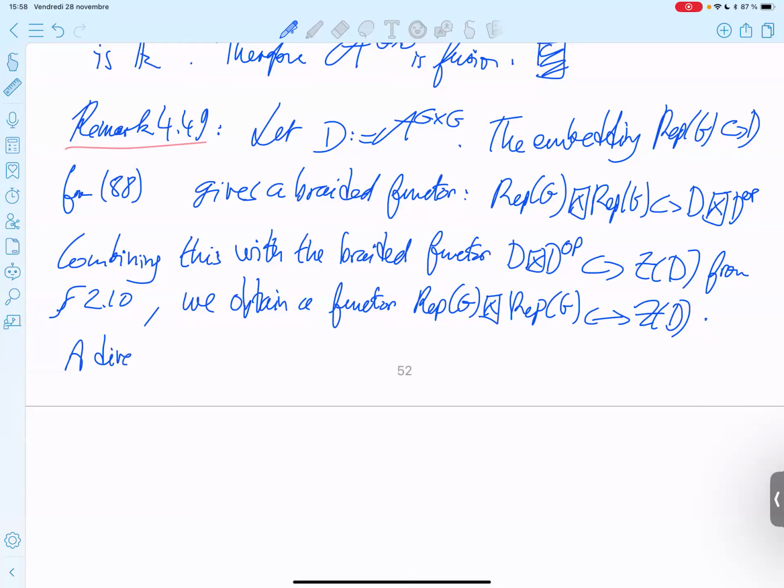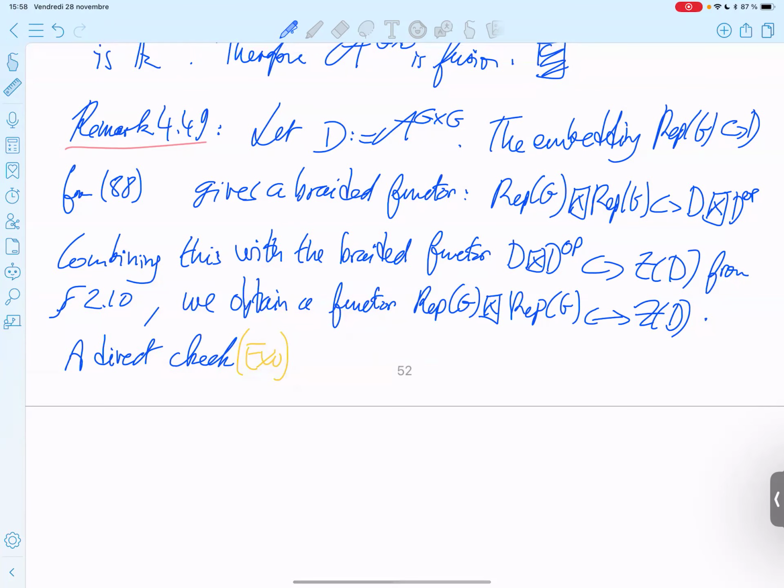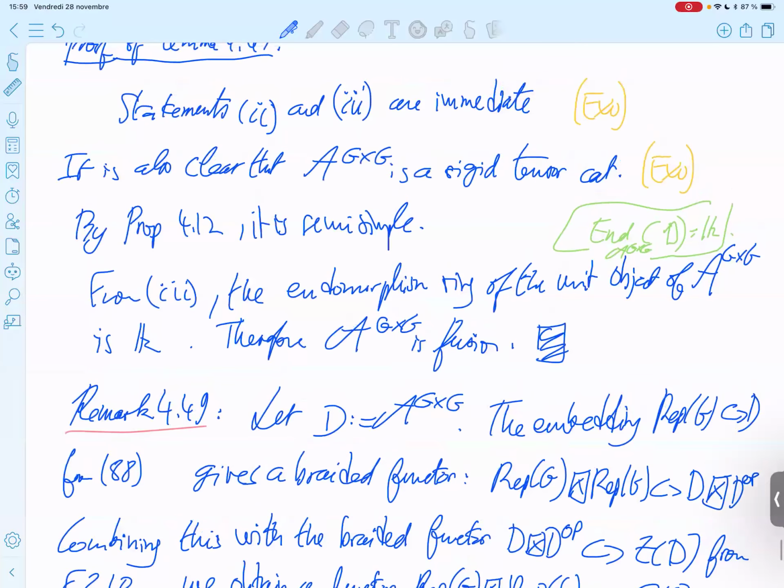So, a direct check or exercise. Show by direct check that this functor coincides with the braided functor Rep G cross G to the center of D. So D is that.